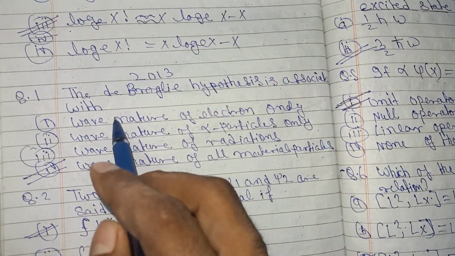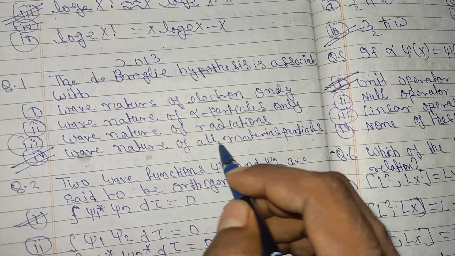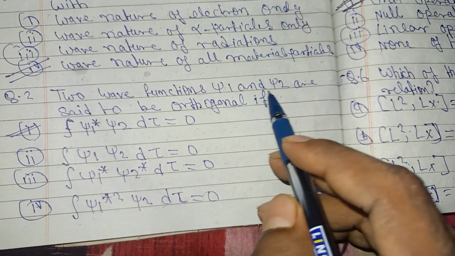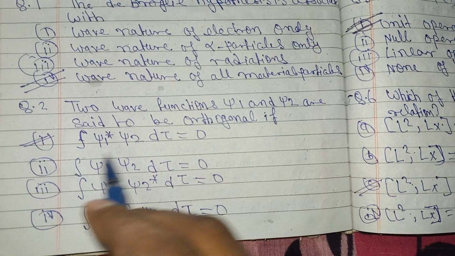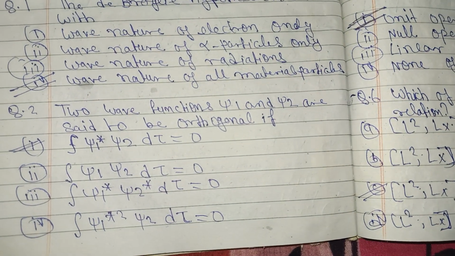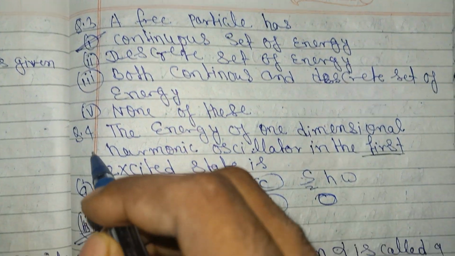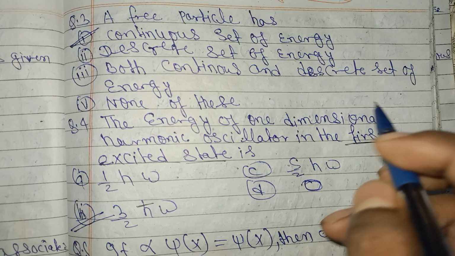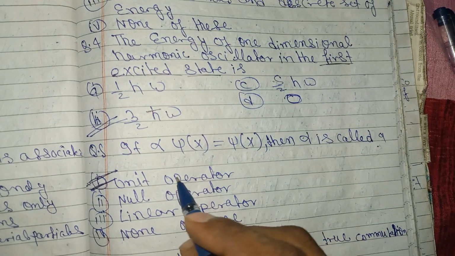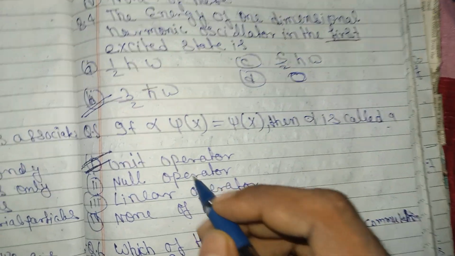And 2013 question paper: the de Broglie hypothesis is associated with the wave nature of all material particles. Question number 2: two wave functions psi 1 and psi 2 are said to be orthogonal if the integral of psi 1 star psi 2 d tau equals 0. Question number 3: a free particle has a continuous set of energies. Question number 4: the energy of a one-dimensional harmonic oscillator in the first excited state is 3 by 2 h omega. Question number 5: if alpha sin x equals sin x, then alpha is called a unit operator.